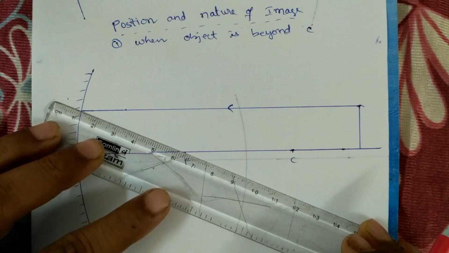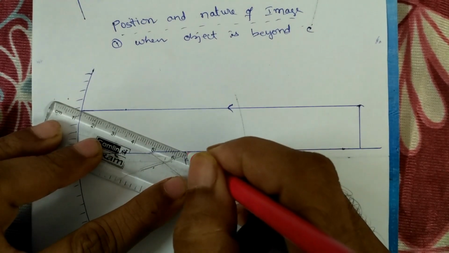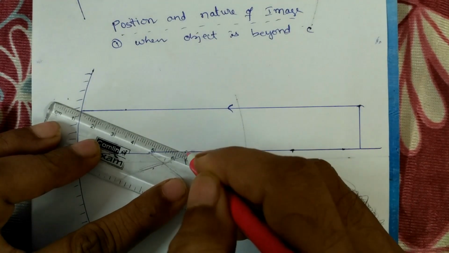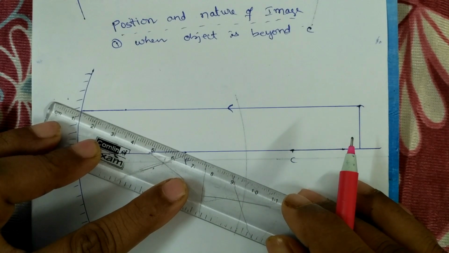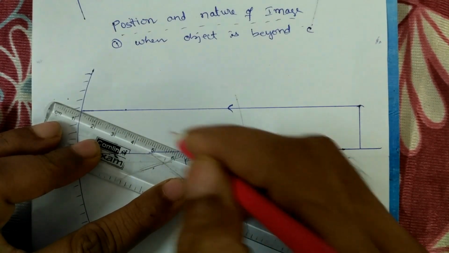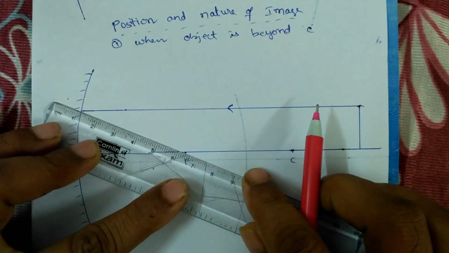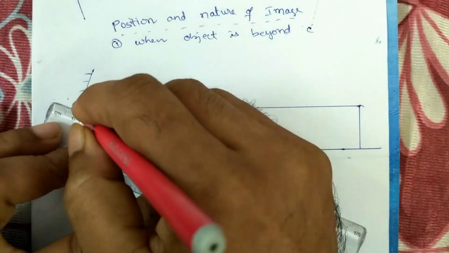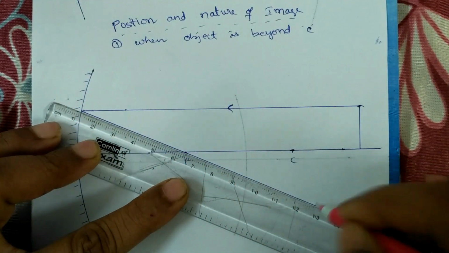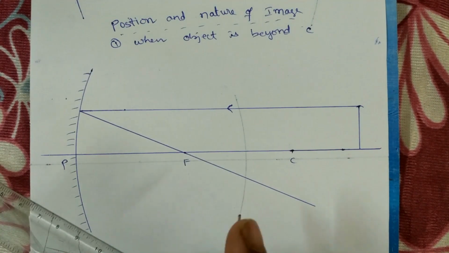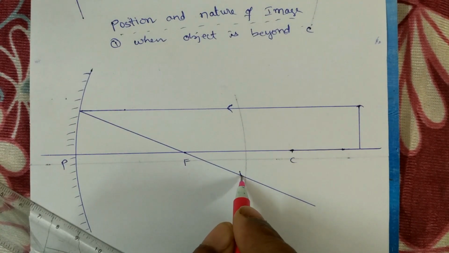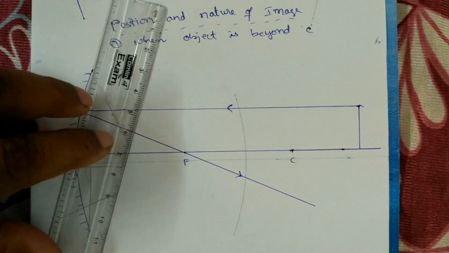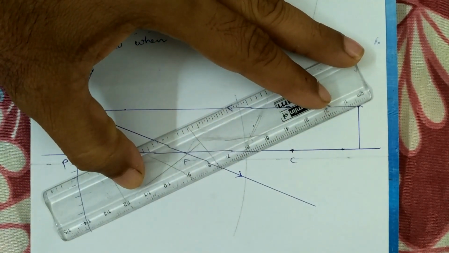Now from the point of incidence and through focus, draw a line which will be the reflected ray. So be careful while drawing. You should not make any mistake. Right? So this is the ray passing through focus, reflected ray. For easiness, take another ray through the center of curvature.